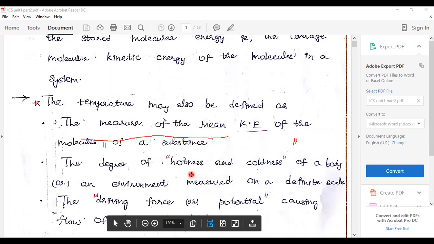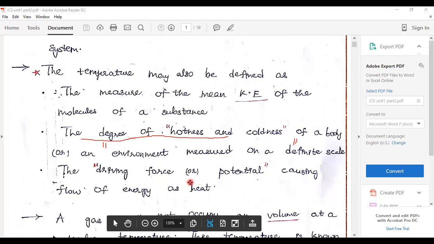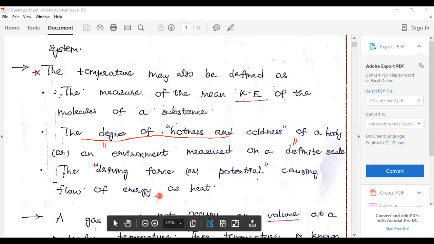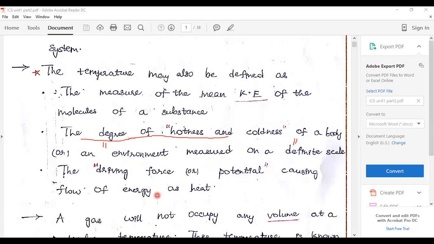The degree of hotness and coldness of a body or an environment measured on a definite scale. The driving force or potential causing the flow of energy as heat is known as temperature. That flow of energy takes place in the form of heat.